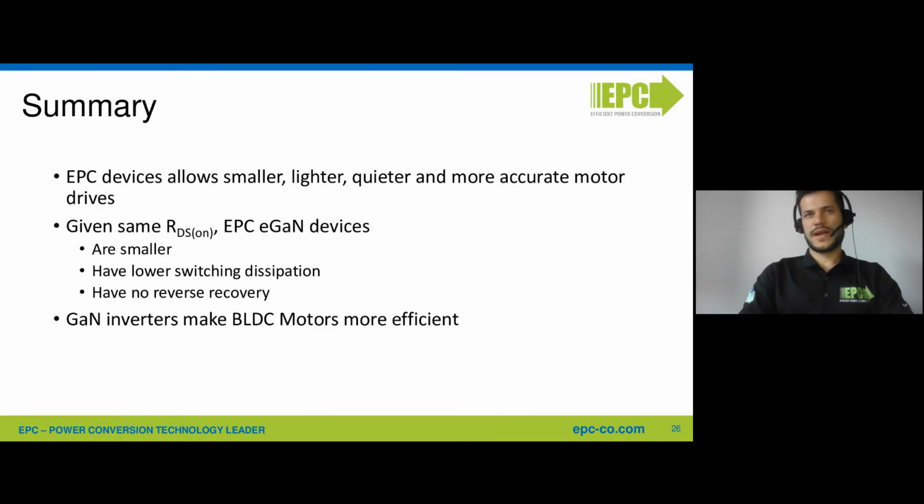So to summarize a little bit what we have been talking about, EPC devices are in general smaller and have better switching performance with respect to traditional silicon MOSFETs, and this affects the efficiency of the overall system composed by the inverter and the motor.